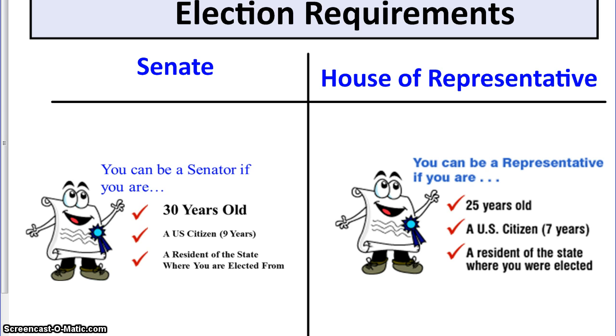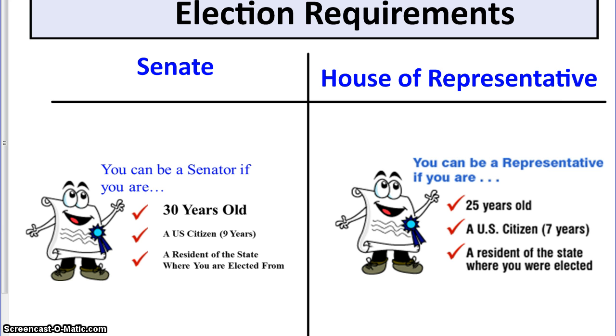So I can't represent New York because I live in Wisconsin. Or I can't go and represent Illinois if I move to California. Now I can move to Illinois and represent Illinois if I win, but I have to live in the state that I'm representing.